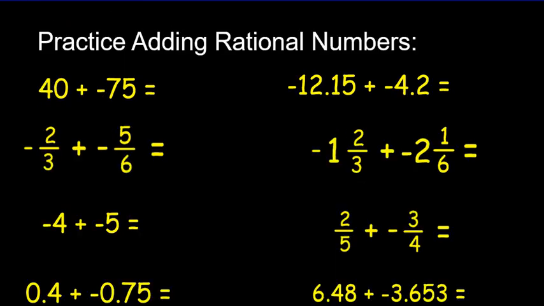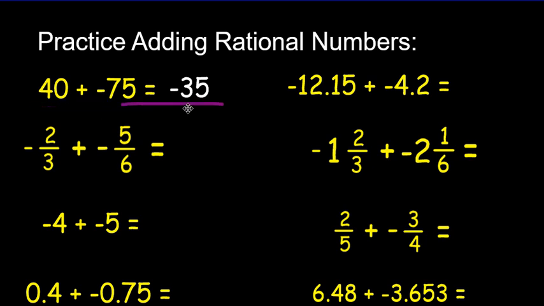Moving on. Now it's your turn to practice a little bit. See if you can apply the modeling concept to help you understand how to solve each of the problems. Pause the screen, start with this problem right here, and then we'll reveal the answer. Okay, let's see how you did on this problem. You're starting at 40 and move to the left 75 units. You should have ended up with negative 35.